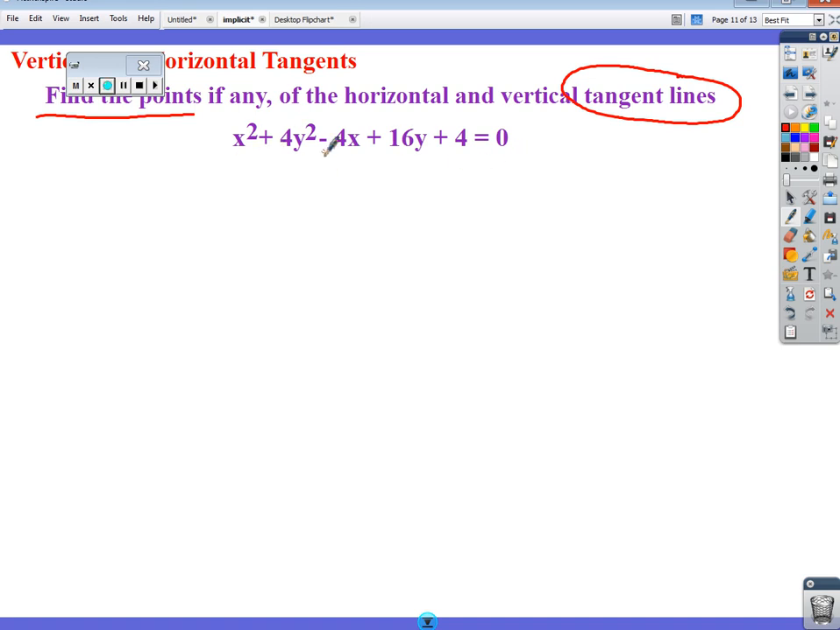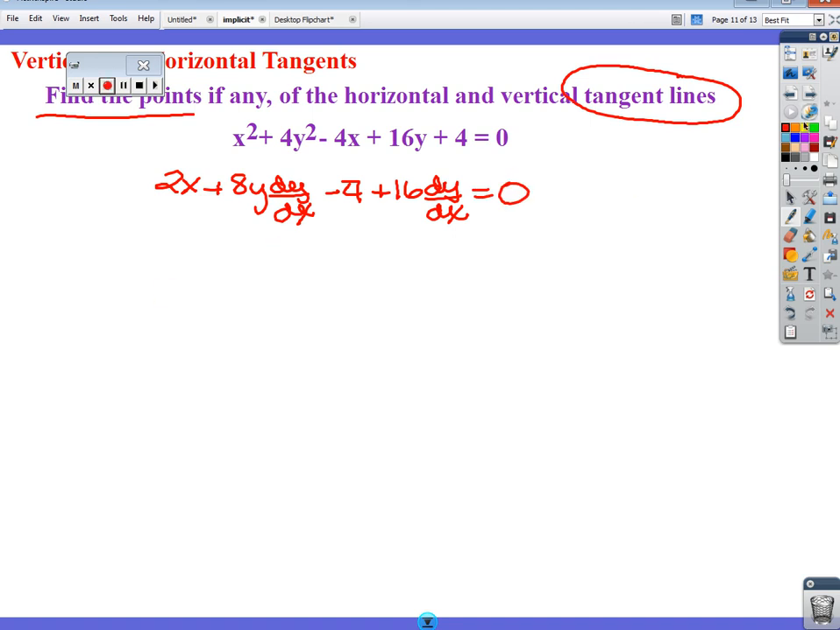Since this is not solved explicitly for y, I need to use implicit differentiation. So I'm going to take the derivative using implicit differentiation. I get 2x plus 8y dy/dx minus 4 plus 16 dy/dx. The derivative of 4 is 0. The derivative of 0 is 0.